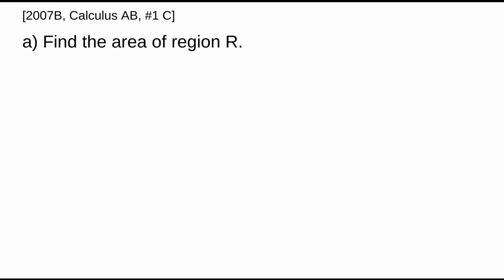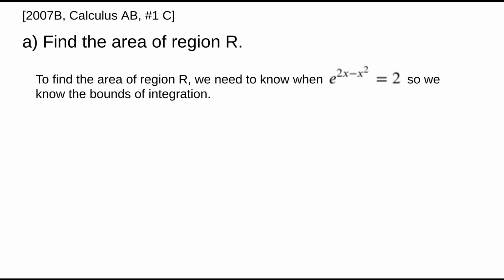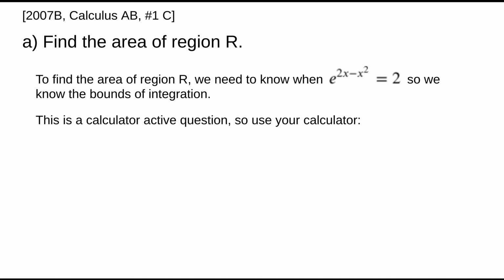In part A of the question, we are asked to find the area of region R. Now, in order to do this, we have to know when the function, which provides the boundary, is going to equal the horizontal line y equals 2, because that's the horizontal line that is the lower boundary for this region R. But we don't know where these two things intersect, so we don't know the bounds. So we're going to use our calculator to determine the solutions to the equation e to the 2x minus x squared equals 2, so we know what our bounds of integration will be.